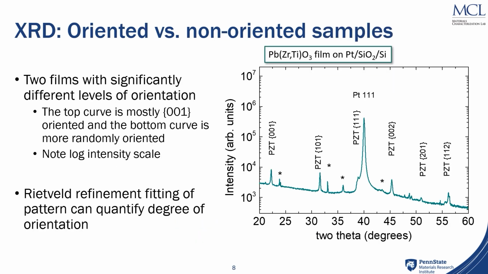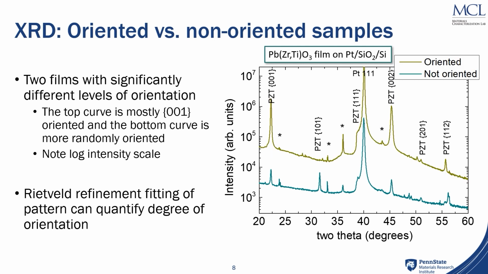So here's an example. This is a PZT film on platinum silicon oxide silicon substrate. These are for two different films with different levels of orientation. So this first one here is pretty random. You see a whole bunch of different peaks here from the different orientations. And the second one is oriented. And as you can see here, the 001 peak is much, much more intense, and other peaks like the 101 are completely missing from the pattern.